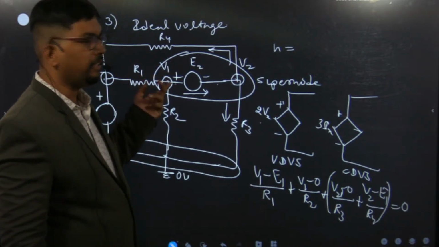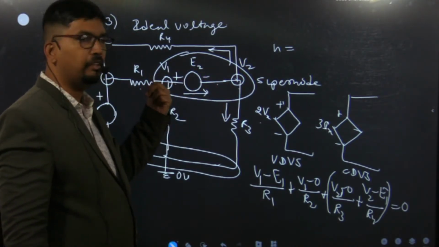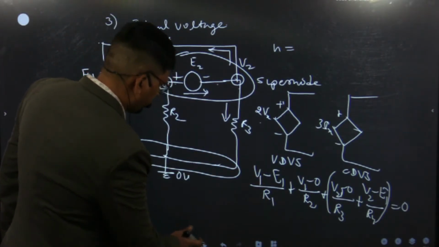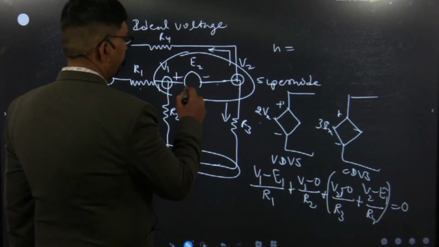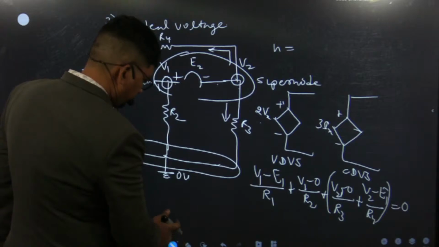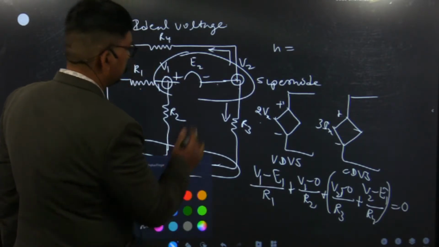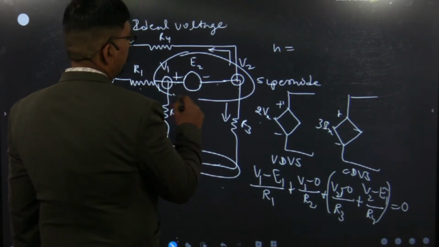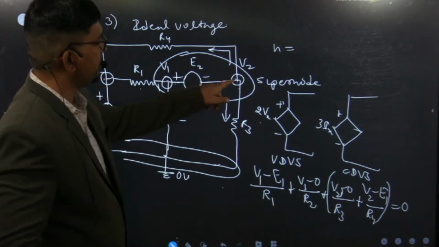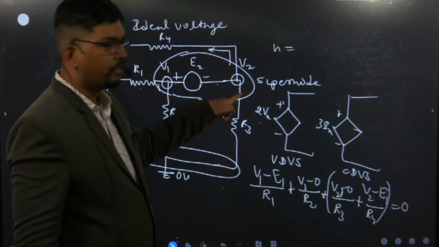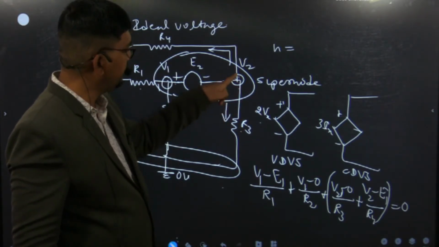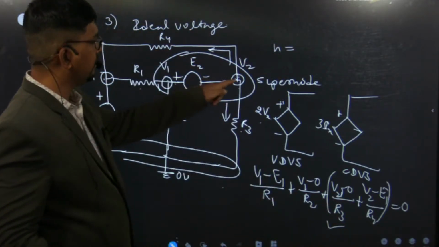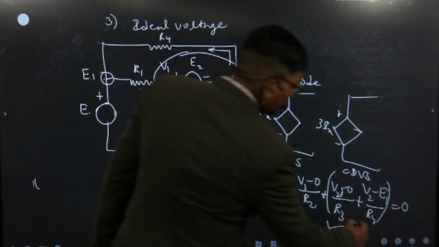Now suppose I am writing the equation at the V2 node in place of V1. Again we will get the same current. How? Now see here, suppose we are writing the equation at the V2 node. When we write the equation at the V2 node, again there will be three elements. The current in R3 will be V2 minus 0 upon R3, we get this term. The current in R4 is V2 minus E1 upon R4, we get this.